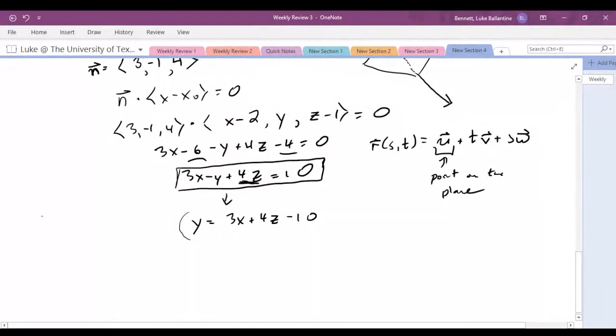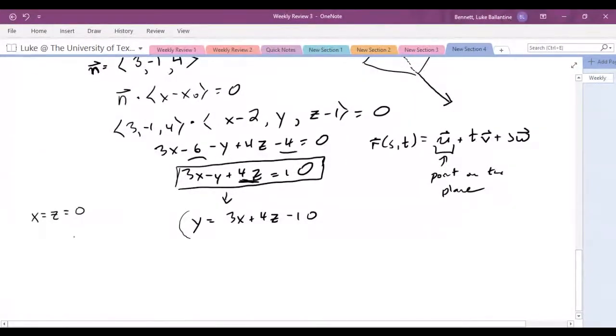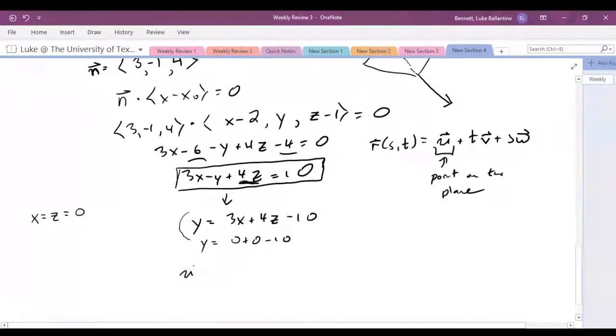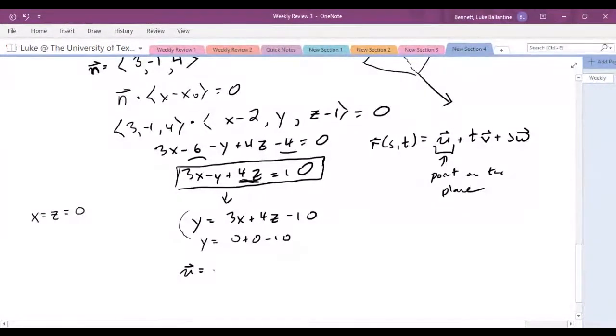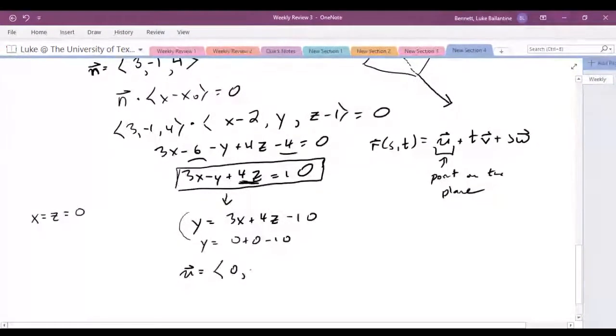Zero. Very nice. That's what I chose. If we do x equals z equals 0, that would also coincide with the y-intercept, would it not? And then we get y is equal to 0 plus 0 minus 10. So we have a point on the plane, writing it as a vector, 0, negative 10, 0.